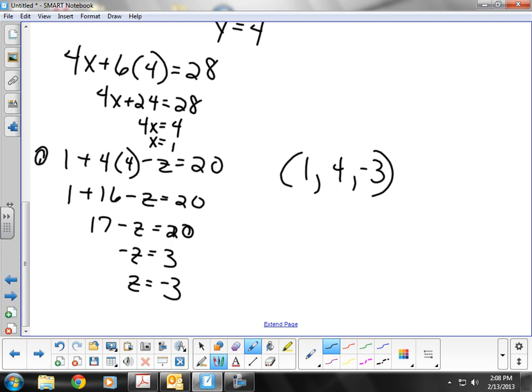So it's pretty much going to take a whole piece of paper, or at least half a sheet of paper, to do each one of these problems.